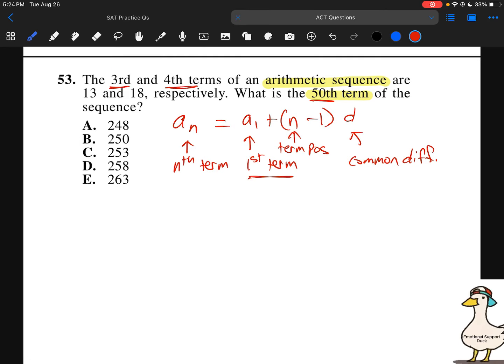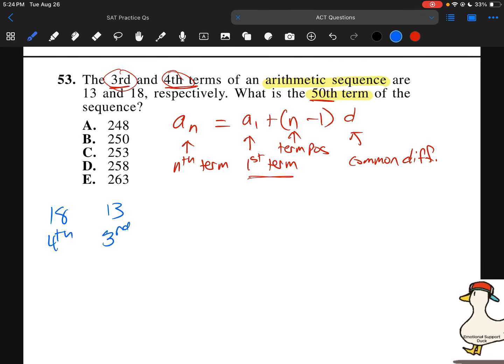So how can we find the 50th term if we don't know what the first term is? Well, if we work backwards using what we were given, we can solve for our first term and then plug everything back in to find our 50th term later. Okay, but first we got to find the common difference. So our fourth term is 18, and our third term is 13. So what's the difference between them? Well, it's just 5 if we take the difference. So we know that d is equal to 5.